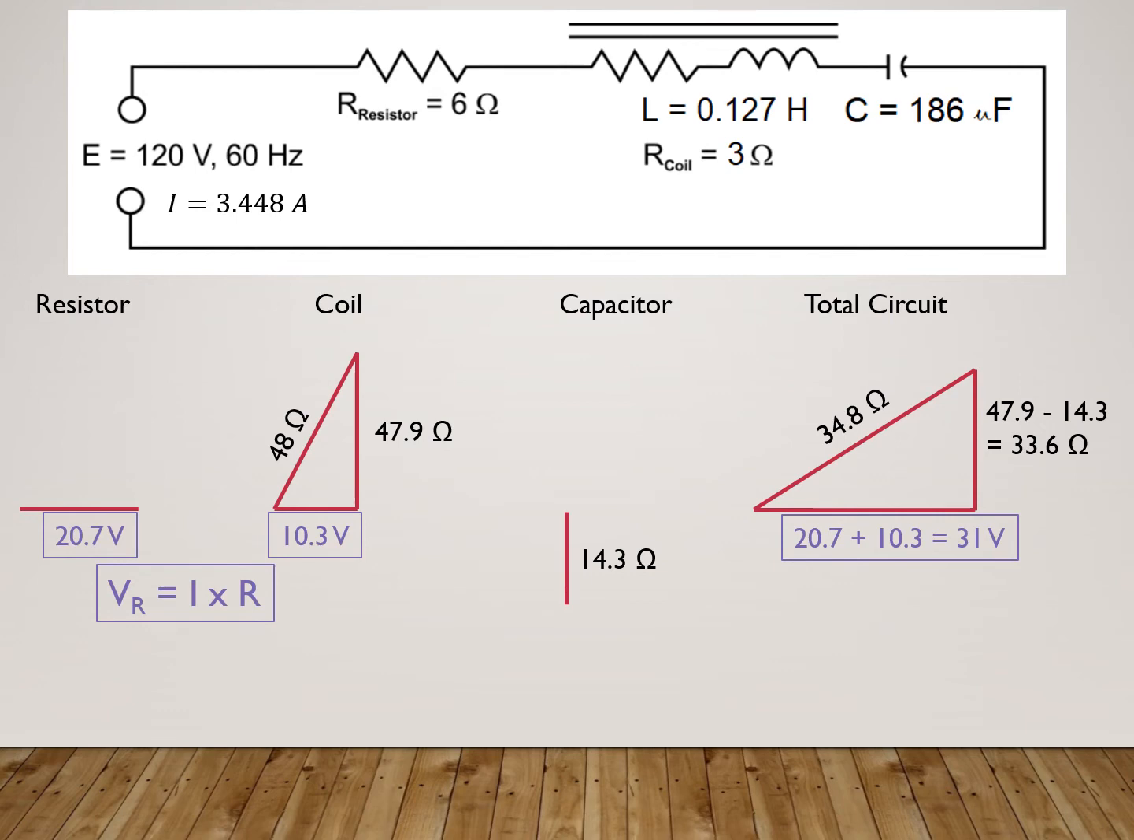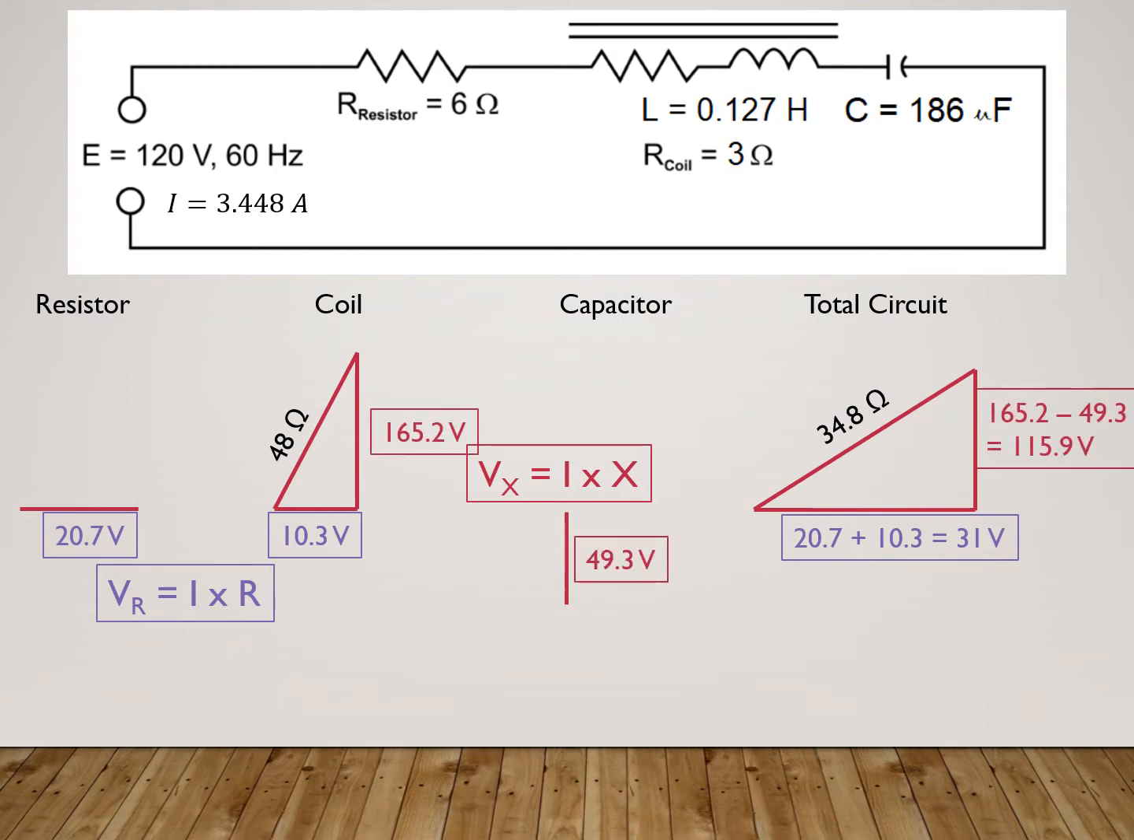The next thing I'm going to work on is my reactive portion. My reactive portion is going to be Vx is equal to I times X. So it's my X value for my coil, my capacitor, and my total circuit. When I use this formula, my coil is going to have a reactive voltage of 165.2 volts. Remember, this is my counter EMF that I'm going to be creating with my inductor. For my capacitor, it's going to build up a charge of 49.3 volts, which gives me a total reactive voltage of 115.9 for my total circuit. Remember, my capacitor is offsetting my coil voltage.